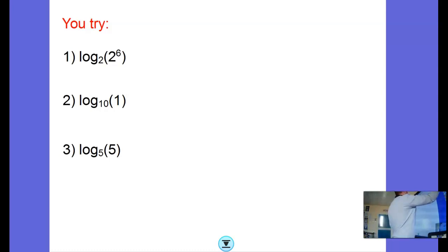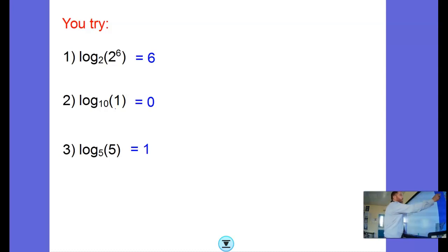Hopefully you've paused. Right, first one there. As I say, log base 2, 2 to the power of 6, well that's saying what power of 2 gives me 2 to the power of 6, so it's 6. Any log base for the number 1, the only way we get one is having a power of 0, so that is 0. And the last one, log base 5 of 5, that's saying 5 to the power of something equals 5. It's 1. All right? Hopefully you've made some sense of that.